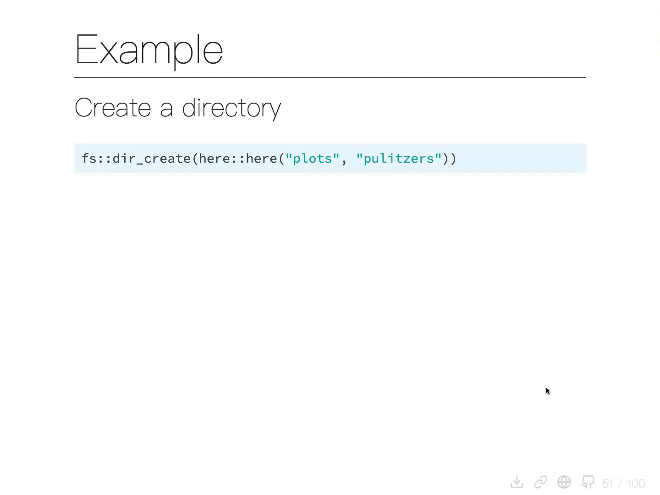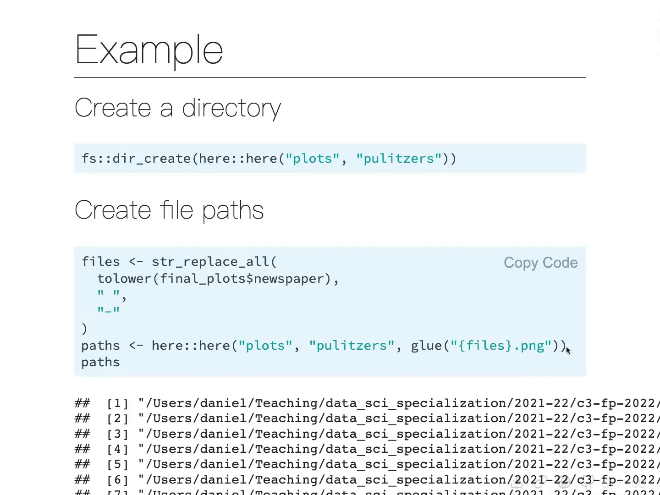With dir.create, you'd have to first say dir.create plots, then dir.create plots/Pulitzers. Okay, so it'd take 2 lines of code. So it's not a huge deal, but it's a small difference. So we create the directory. Then we're going to create all of our file paths.